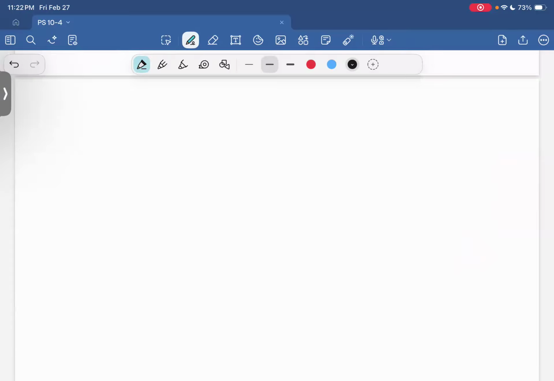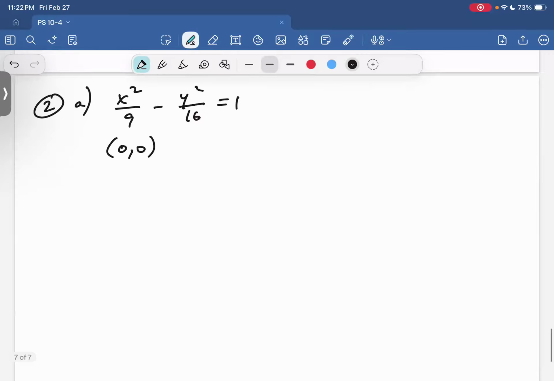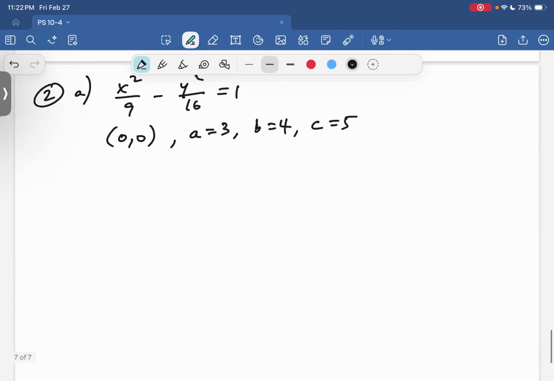Okay, let's do question 2 now. X squared over 9 minus Y squared over 16 equals 1. So this tells me that the center is 0, 0. A is 3. B is 4, which means that C equals 5, because C squared is A squared plus B squared. Okay, so now I can probably figure everything out.